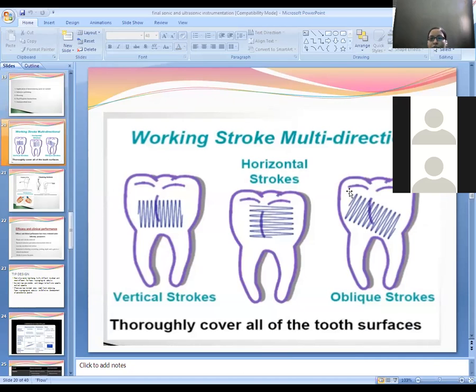What are the working strokes for using the ultrasonic tip? You have to thoroughly cover all the areas of the tooth. The different strokes which are used with this tip are the vertical strokes, the horizontal strokes, and the oblique strokes. These are the three types of strokes that are commonly used for the ultrasonic instrument tip.